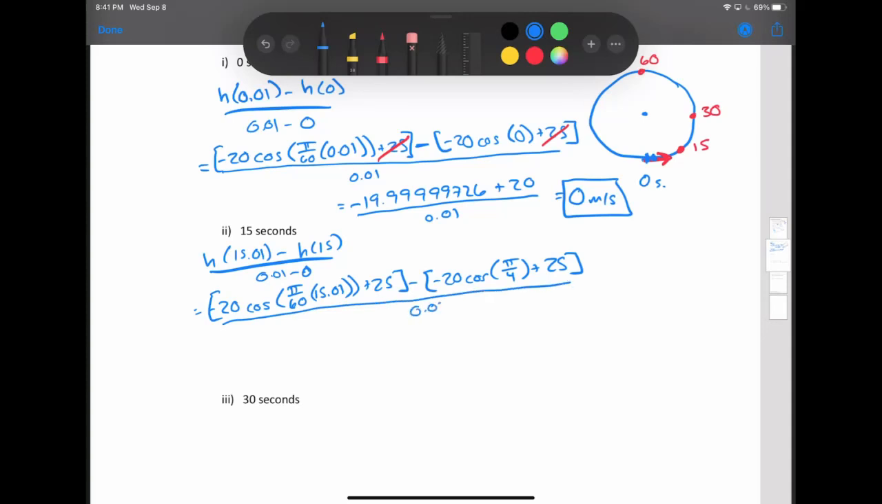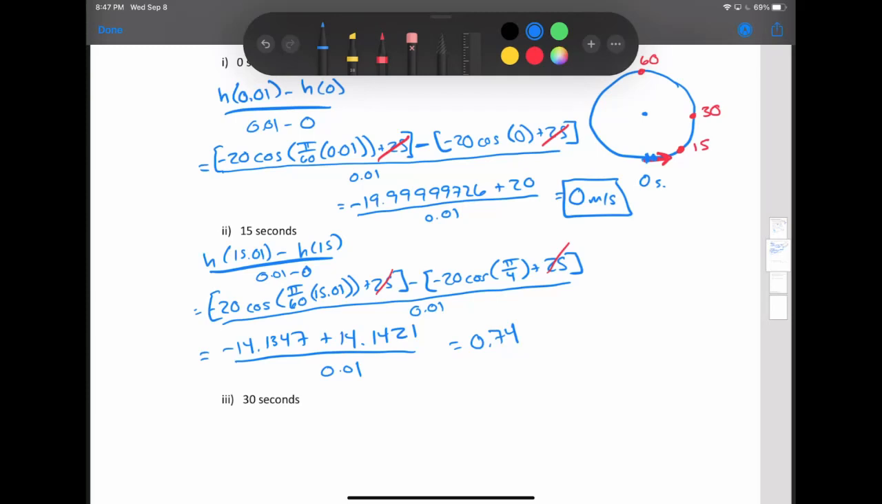All over 0.01. The 25s do cancel again. So I just plug in the rest of that stuff in my calculator and see what happens. And voila. I'll be honest, I paused the video and calculated and wrote it down because there's no point in wasting your time. But you would get that as well, hopefully.